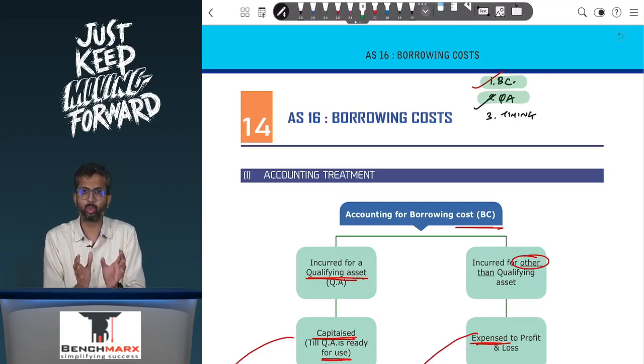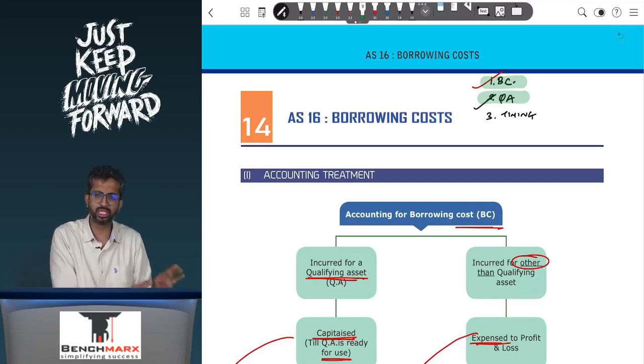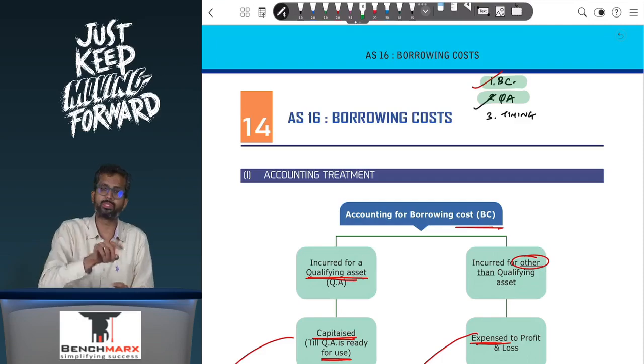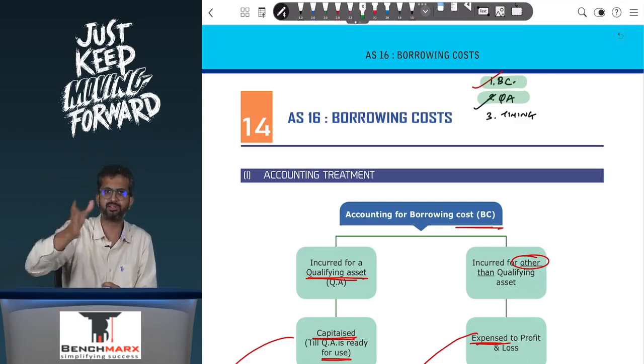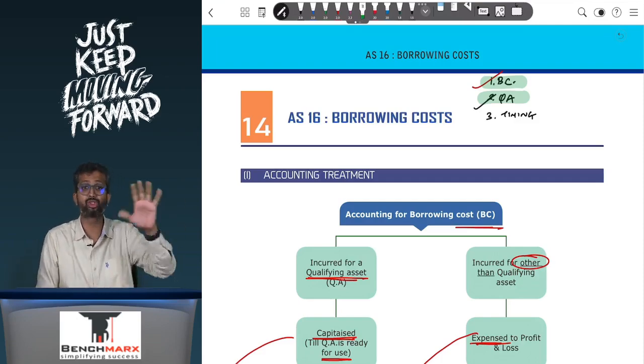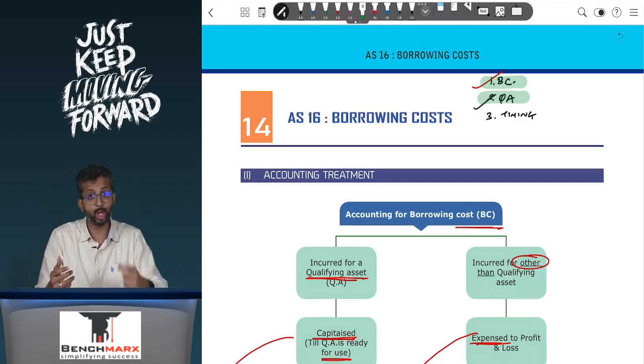Now your asset will be at 120. In the first 2 years, nothing of finance cost went to the P&L. From the third year onwards, we started generating income, and your depreciation will be 120. Let's say the useful life is 10 years, divided by 10, that is 12 per annum. So over here, you will be able to match. Ideally, your depreciation would have been 10 only, 100 divided by 10. Now it is going to be 12 rupees.